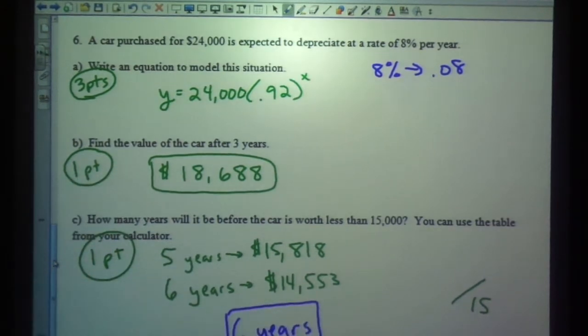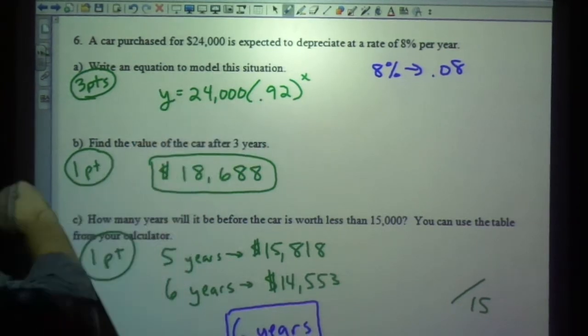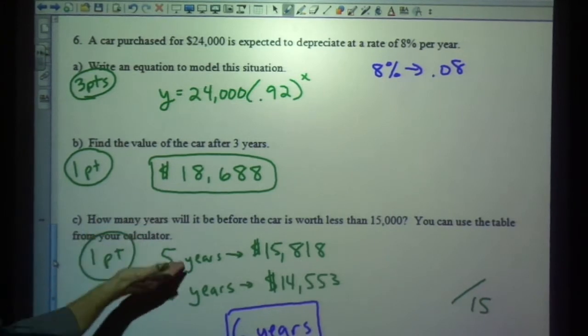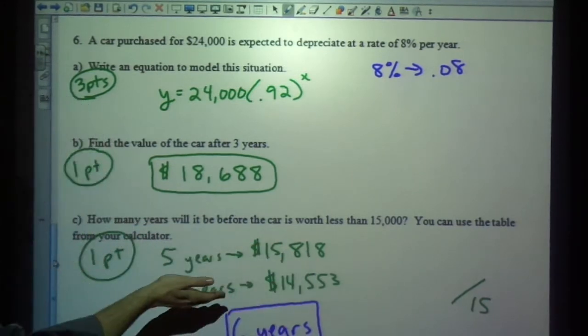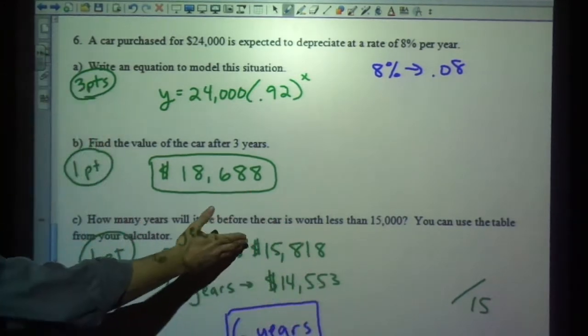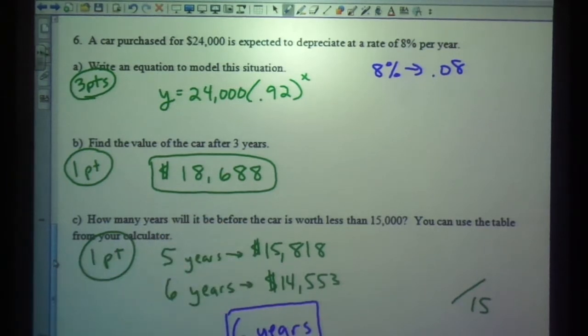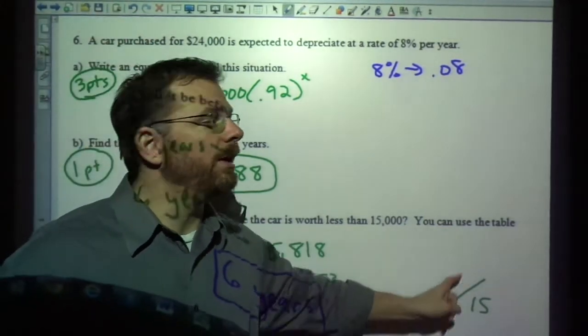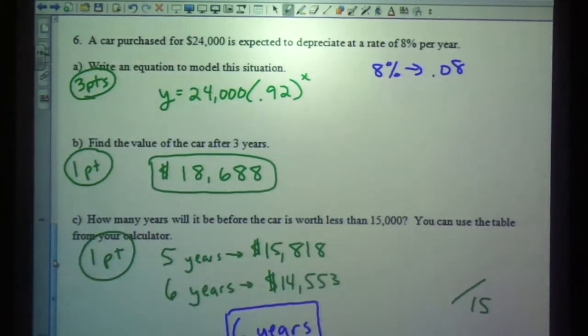How many years later before it's worth less than 15,000? Again, you'll have to use their formula to see if they did it right. But if they did the correct formula, you should find 5 years at 15.8 and 6 years at 14.5. So it's going to take that 6th year before it drops below $15,000. 3 points for the equation, 1 point for each of these. We should have a total of 15 on this page. Score it up and give them a value out of 15.